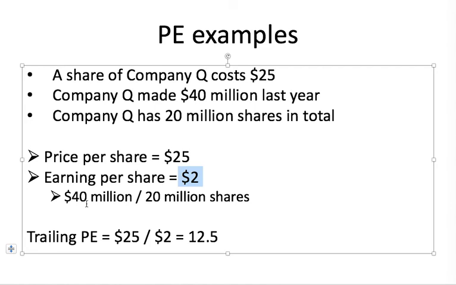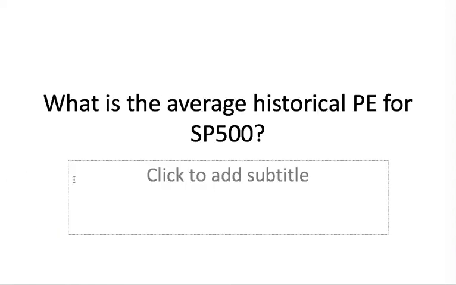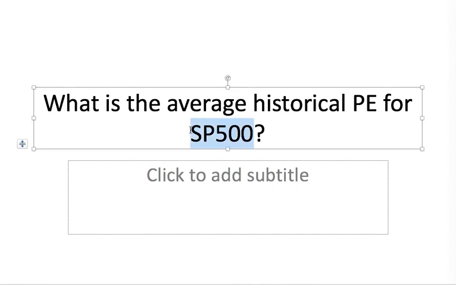Because we're looking at earnings in the past, this is a trailing PE. So the price per share, 25, divided by the earnings per share of 2, means that this has a trailing PE of 12.5. One way to figure out whether this is a good PE ratio or a bad PE ratio is to look at it compared to the historical average for the S&P 500. S&P 500 is just the 500 biggest, most important companies in the US.